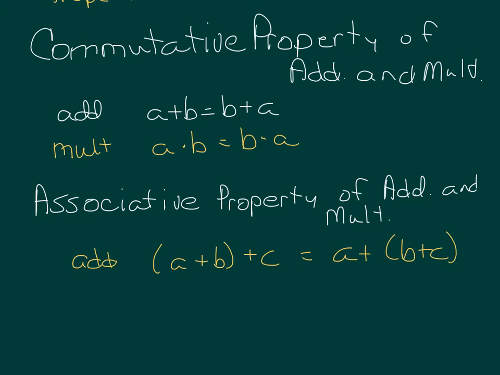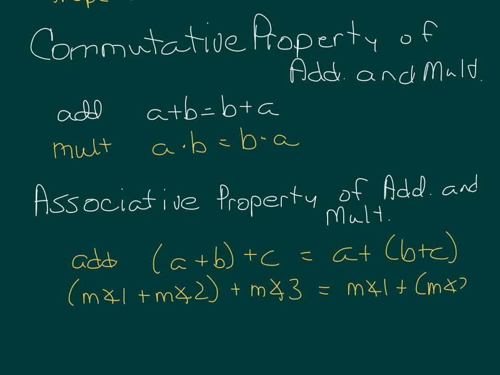That's just old algebra. If we're thinking about geometry, we might say that the measure of angle 1 plus the measure of angle 2 grouped together plus the measure of angle 3 is the same as the measure of angle 1, and now we can regroup measure of angle 2 plus the measure of angle 3. So that's a geometric application of the associative property for addition.